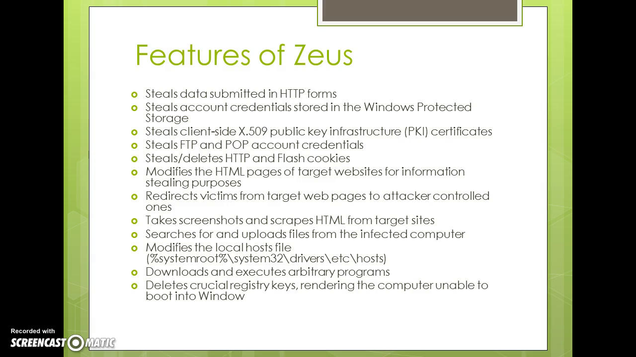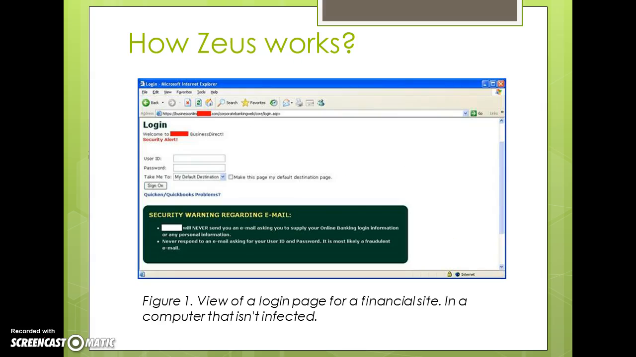Some of the features of Zeus include: it steals data submitted in HTTP forms, it steals account credentials stored in Windows protected storage, and it steals client-side X.509 public key infrastructure certificates, among many others.